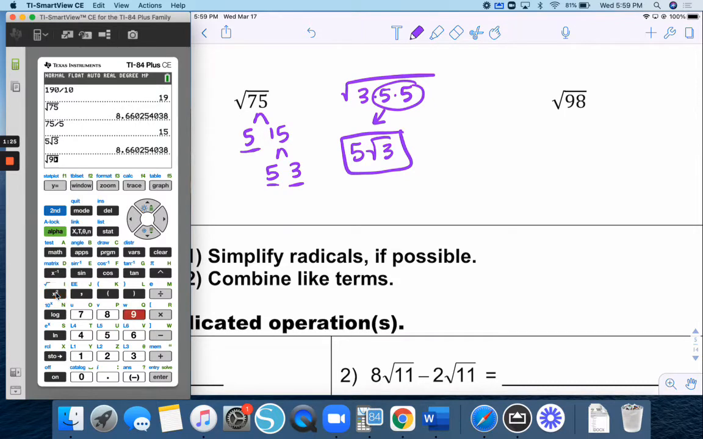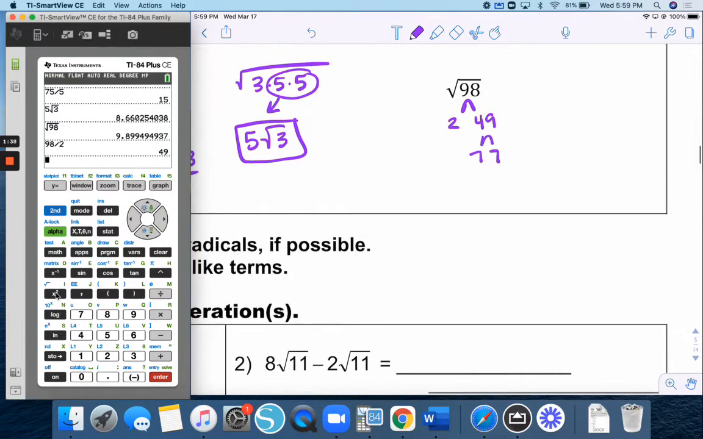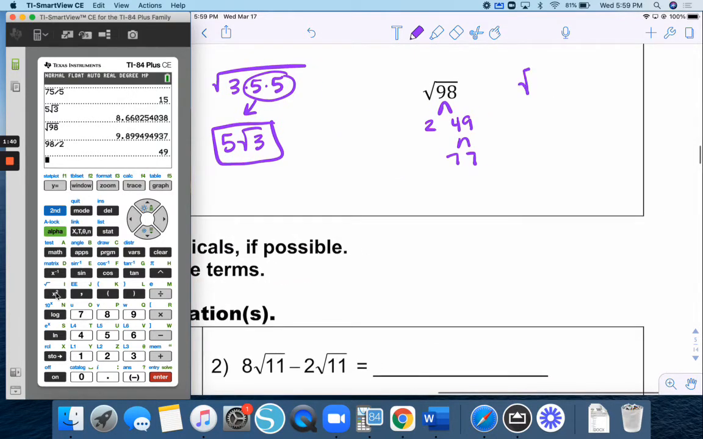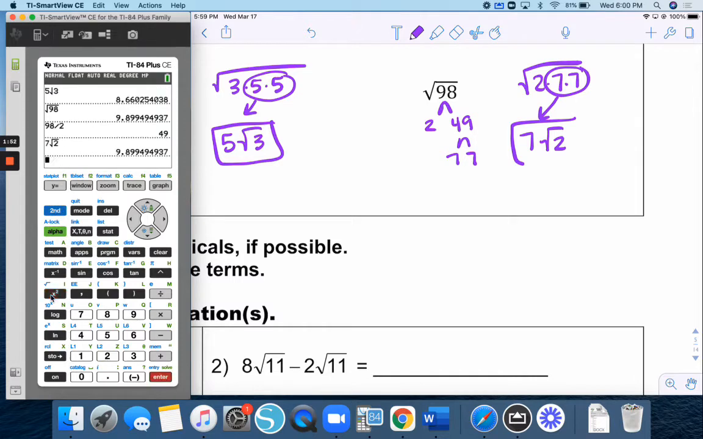And then the square root of 98 does not work nicely. 98 is even, so maybe I try a 2, and 2 does work, 2 and 49. 49 breaks up into 7 and 7. So I have 2 times 7 times 7. So we take out the 7s, we leave in the 2, and when I double check, 7 square roots of 2 is the same decimal.